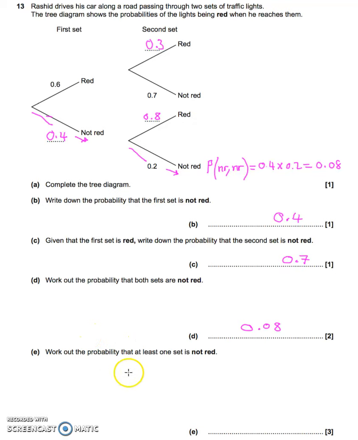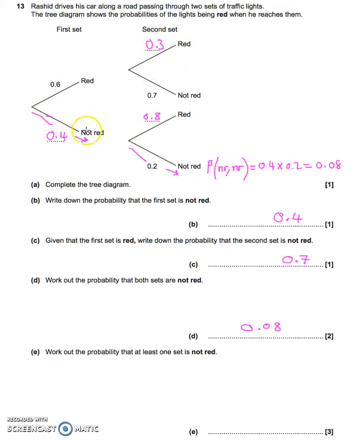So part E, you've got 3 marks for part E. Work out the probability that at least one set is not red. At least one set is not red. So confusing way of writing this, really irritating that they would write questions in this way. It just makes your brain go what. But if you think about it carefully enough, work out the probability that at least one set is not red. We're excluding the red. Okay, that's the one we're not interested in. We don't want that one's probability.